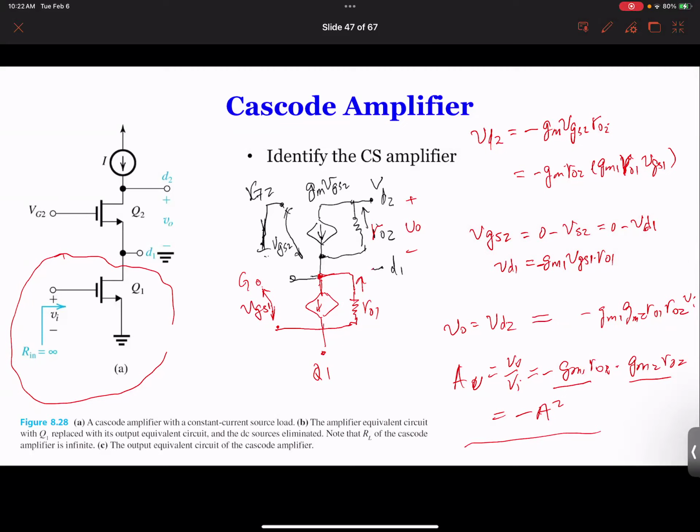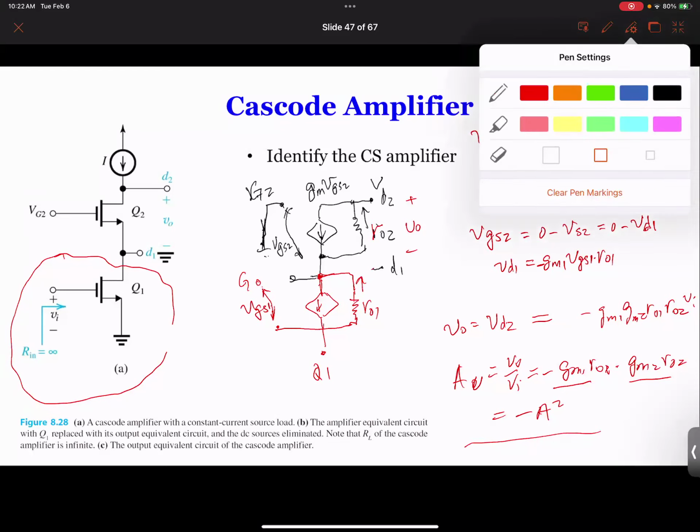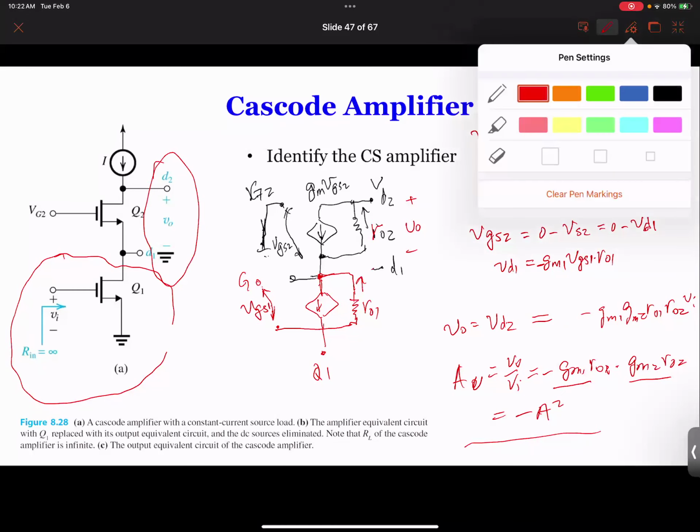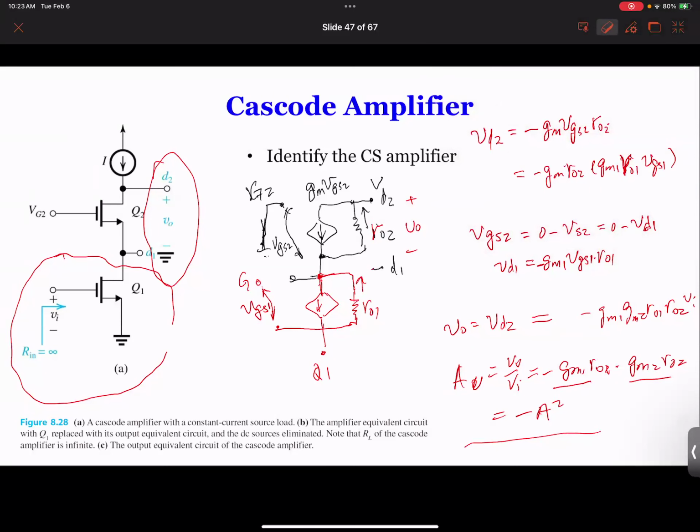So what we found is here, I just need to redraw the circuit, because if you look at the circuit over here, really VO is defined relative to ground. It's not relative to VD2. So I'm probably going to erase this one here. Yeah. So VD2.